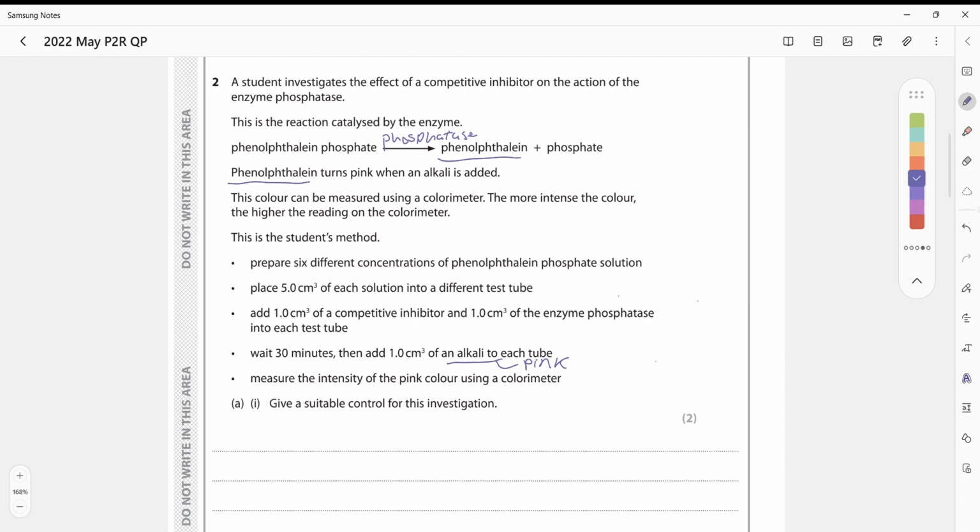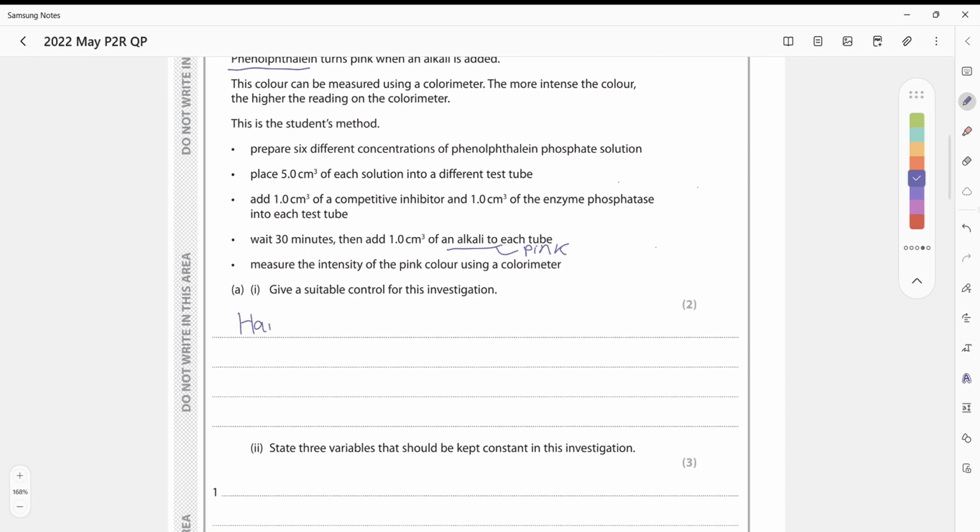Okay, so part A1, give a suitable control for this investigation. So the purpose of the control is to make sure that any changes are due to the independent variable that's being tested here. So essentially what you're doing is you're adding a competitive inhibitor to the phosphatase. So what you would want to do is have a test tube that has the inhibitor, that has the substrate, but doesn't have the enzyme.